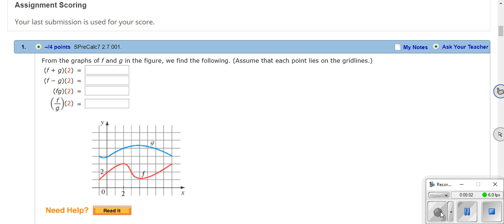Here we go. This is section 2.6 in Trig. We are talking about combining functions. So, for instance, here, number one. They're asking for the sum of functions f and g at the point 2.